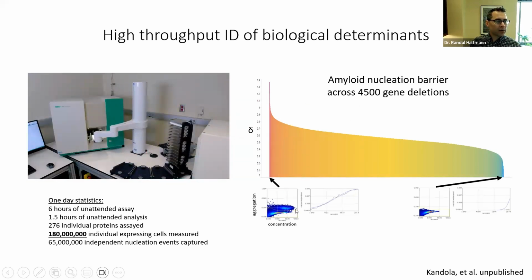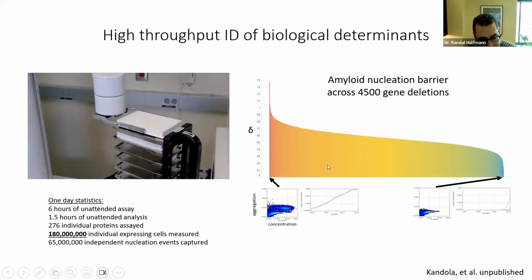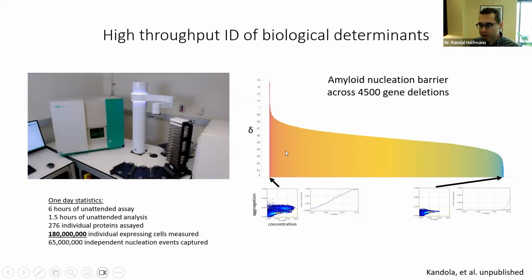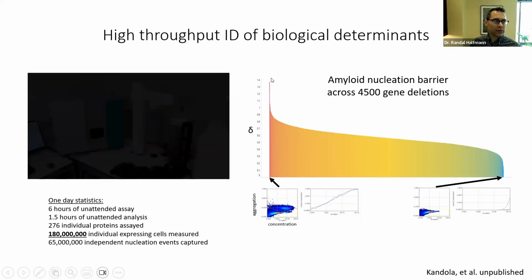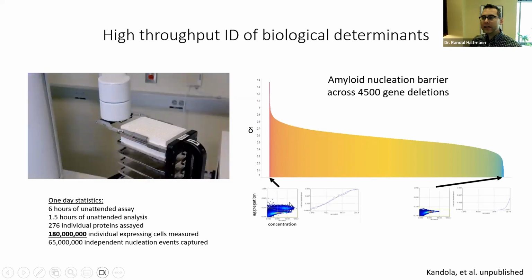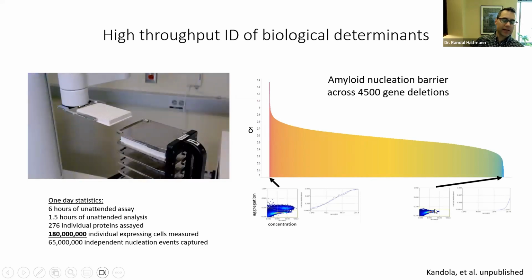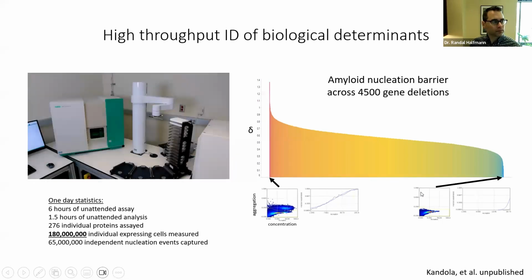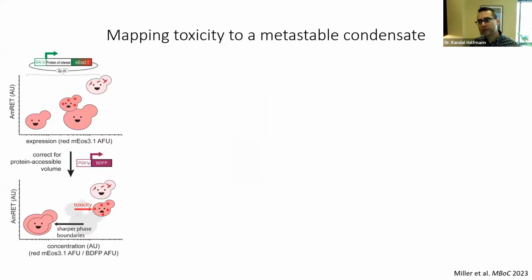And so this is the output of one of those screens, looking at what happens for each of the 4,500 gene deletions to the nucleation barrier of that amyloid. And you can see, for example, gene deletions that dramatically increase amyloid formation and gene deletions that dramatically decrease amyloid formation. Okay. Oh, sorry. One more example.